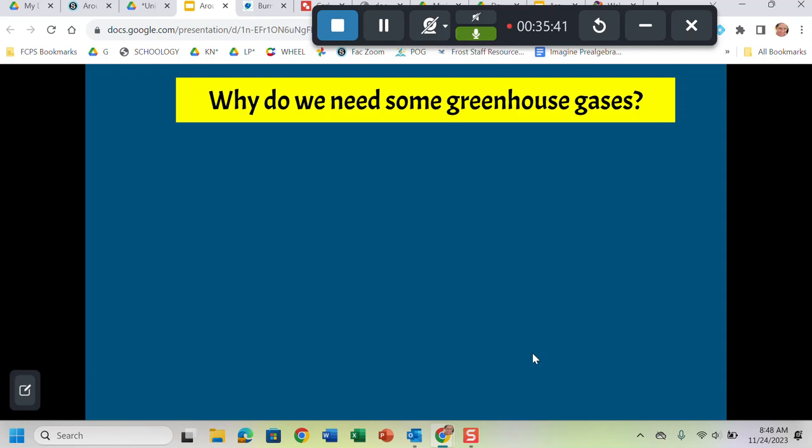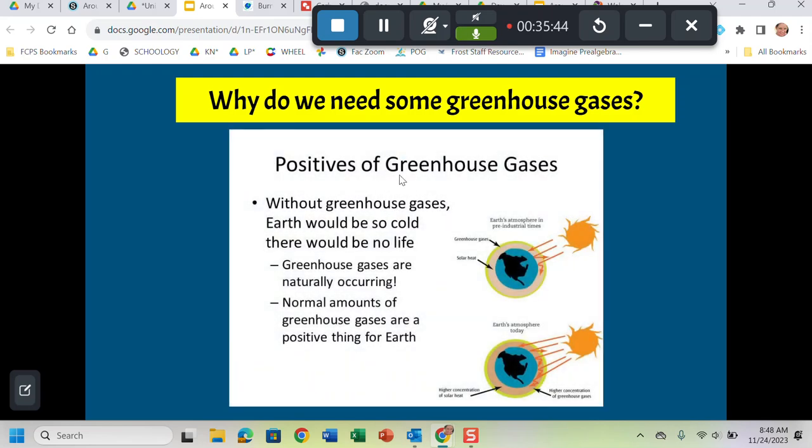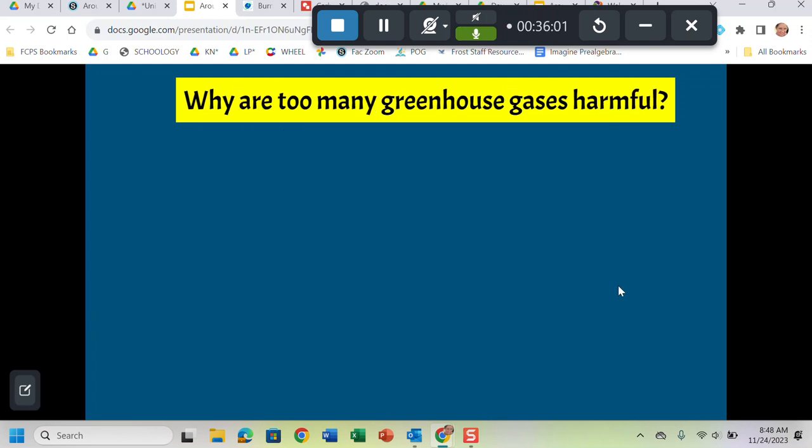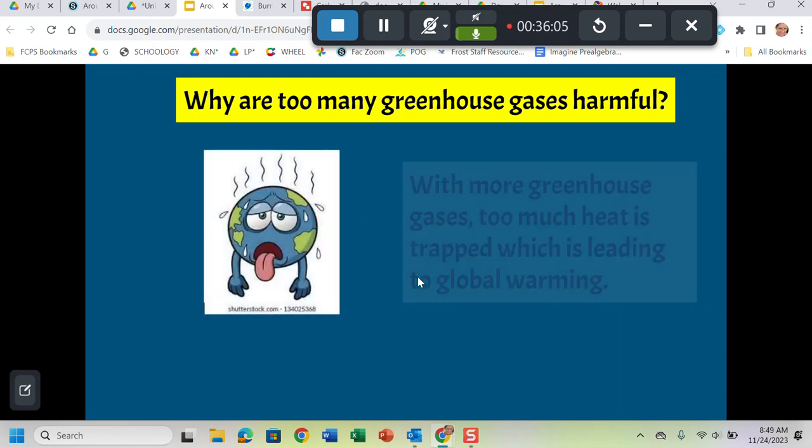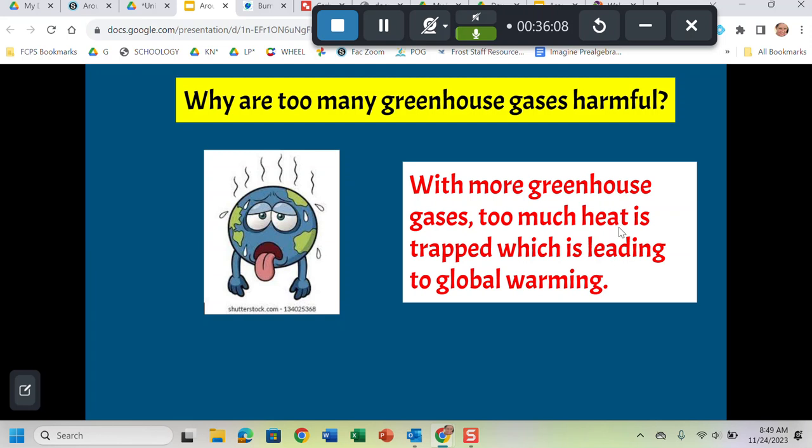So why do we need some greenhouse gases? Here's the positive effects, because without greenhouse gases, Earth would be too cold for life, right? Some greenhouse gases are actually naturally occurring, and normal amounts of greenhouse gases are good. That's a positive thing for the Earth. Why are too many greenhouse gases harmful? It makes our Earth too hot sometimes. With more greenhouse gases, too much heat is trapped in. It's leading to global warming. Global warming, the entire globe is heating up.